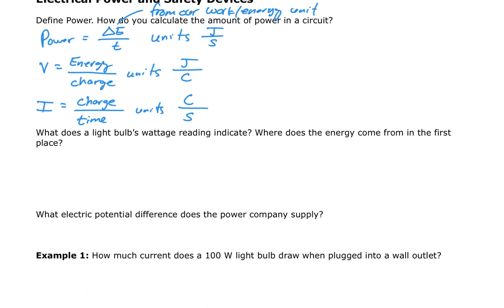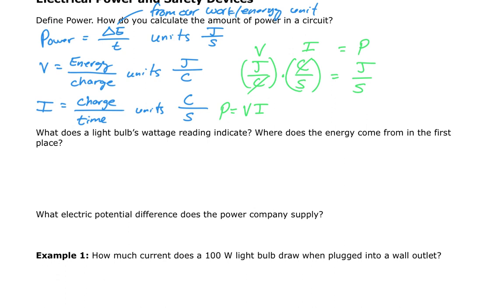But notice, we can do something kind of interesting here. If we take a joule per coulomb, which is just electric potential, and we multiply that by a coulomb per second, which is just current, we end up with, because these coulombs cancel, a joule per second, which is exactly the units we want for power. So it turns out that power is just electric potential times current.